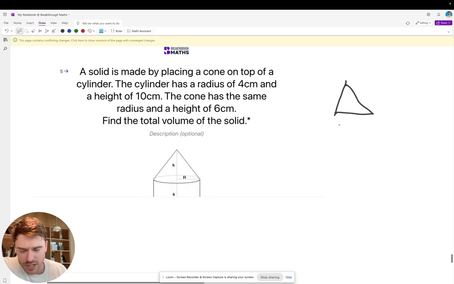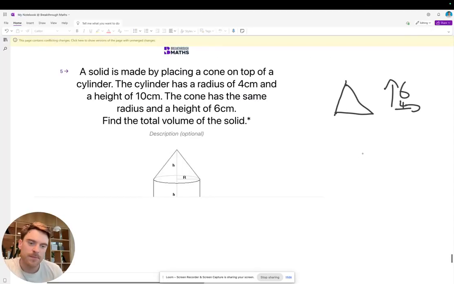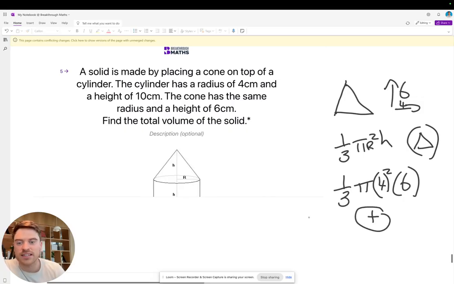So the cylinder has a radius of 4 and a height of 10. The cone has the same radius and a height of 6. So the cone is 6 up and the radius is 4. How do you find the volume of a cone? If you go to the log tables, the volume of a cone is 1 over 3 pi r squared h. That's for the cone. So 1 over 3 pi r squared, where r is 4 and h is 6. That's the cone.